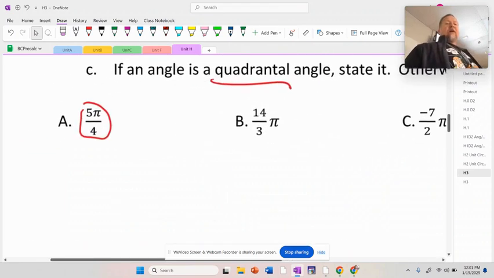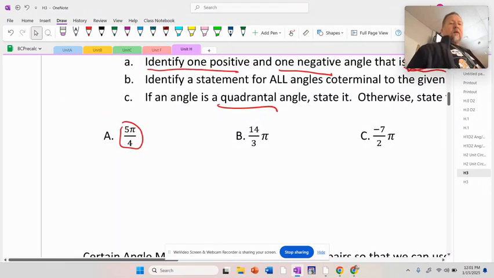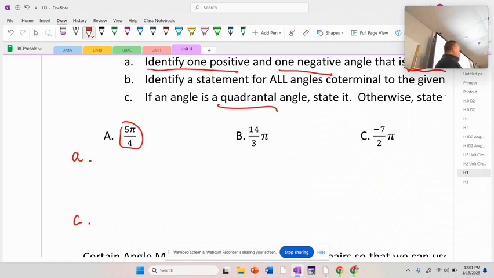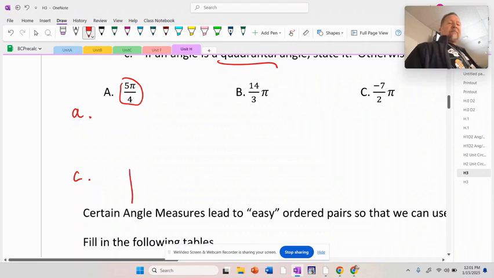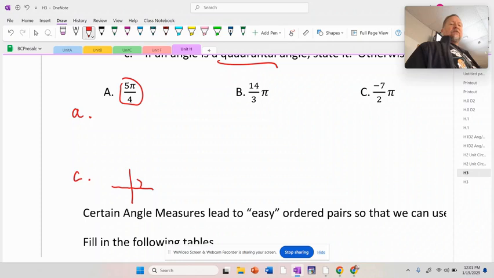Okay. So where does 5 pi over 4 land? Well, I guess we could do A first. What's a coterminal? Well, I really feel like we should know C first. What quadrant does 5 pi over 4 land in? This is what I always do with my students. Don't answer it yet. This is for the A-Bers especially. And then help them. What is that angle measure? Just tell me what it is that you know.